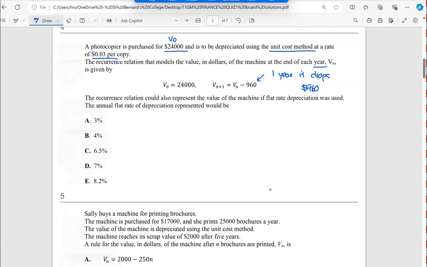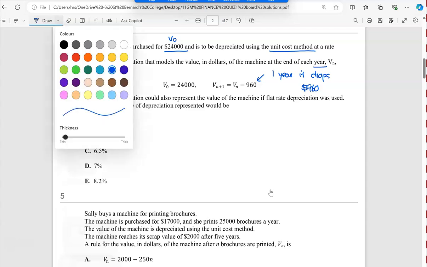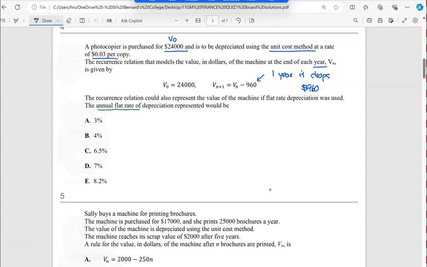So the recurrence relation could also represent the value of the machine if flat rate depreciation was used. So what is the annual rate? When they say annual rate, that means that little r is the question. And if you look at it, we're doing flat rate depreciation.